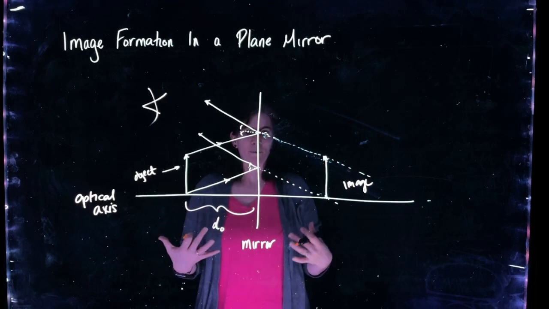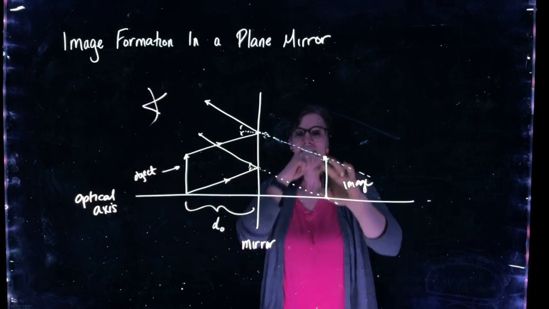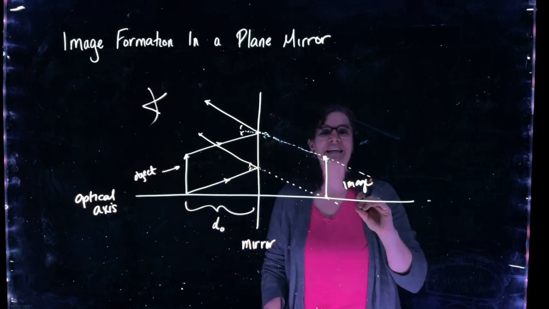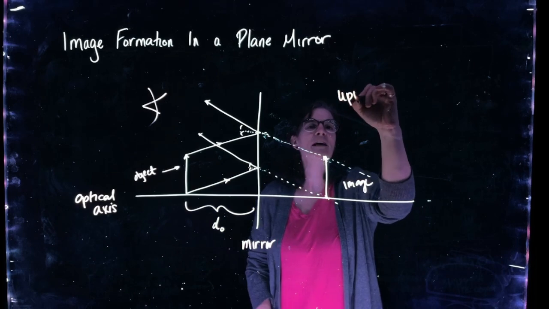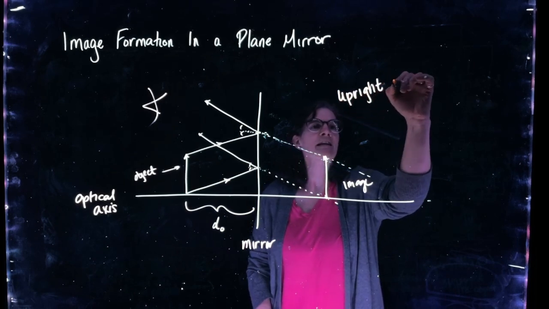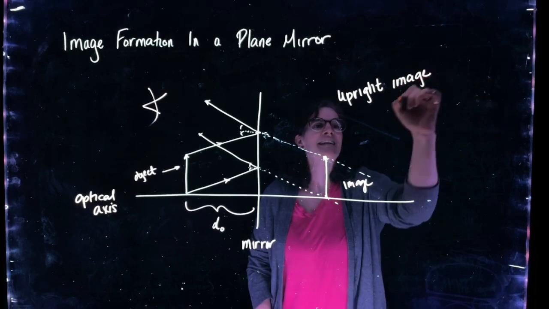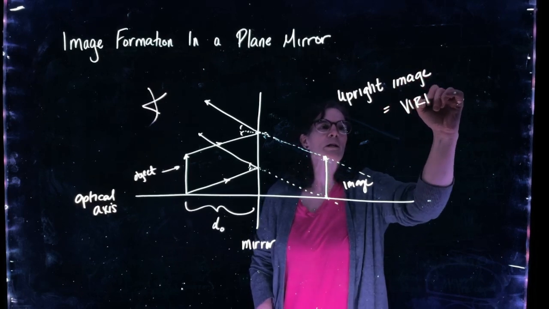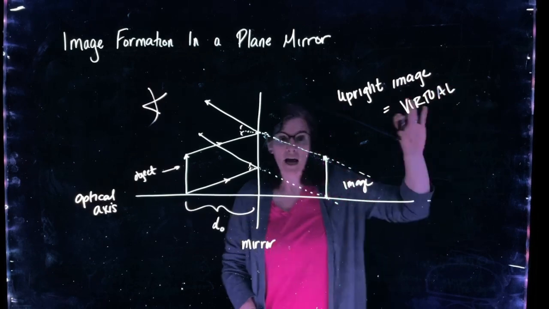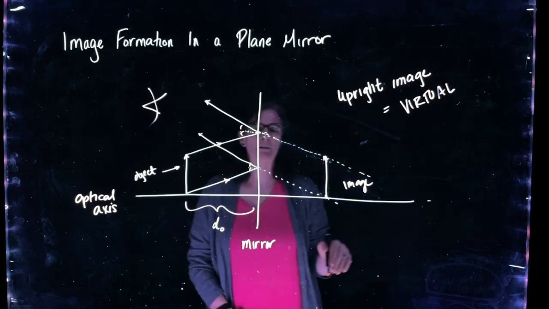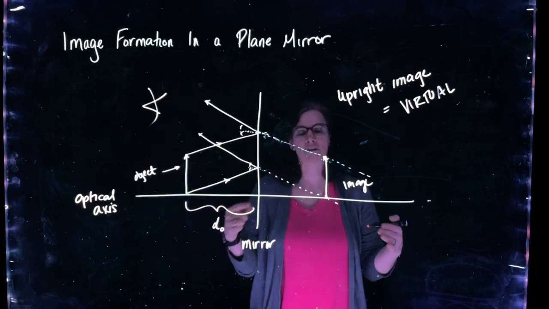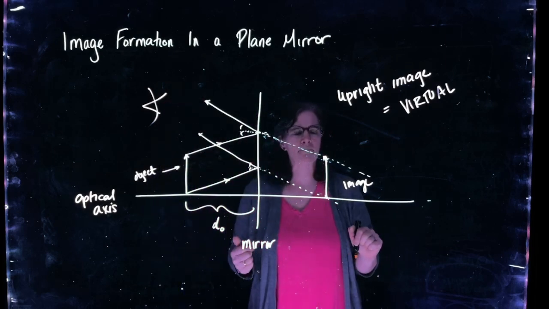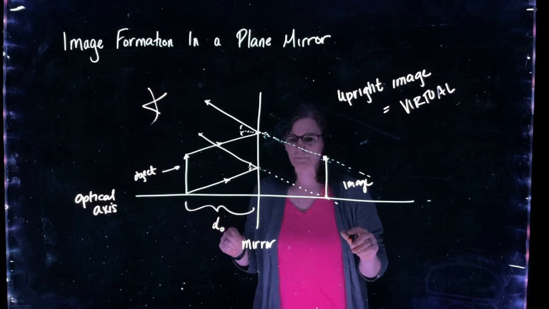Now, what do we notice? First thing we notice is that the object image is upright. And remember, an upright image means it is virtual. We're not really seeing an object on the other side of the mirror, right? Our brain is interpreting those rays of light as they hit our eye. So upright image, it's virtual.